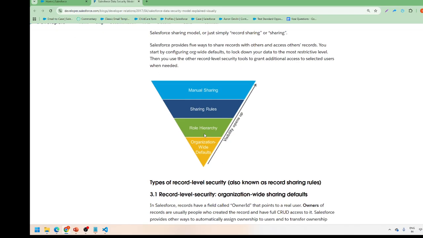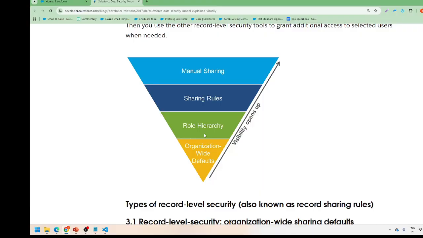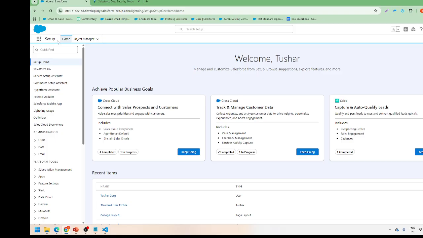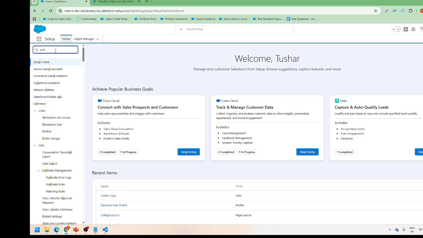When I talk about Salesforce security, you already know about profile and permission sets, right? Like what is a profile and what is a permission set. For any object or for any record, the base level of security is the profile. Permission set, I guess you already know, if we want to give some extra permission, then we will use a permission set.